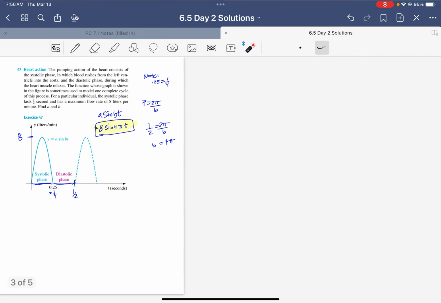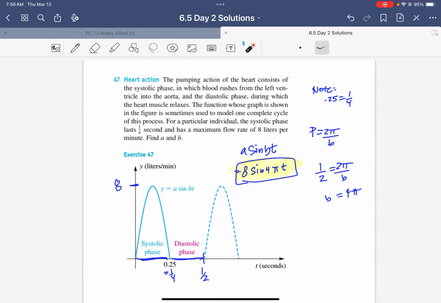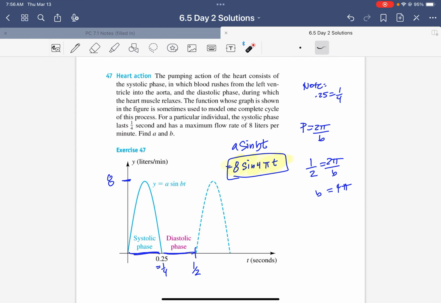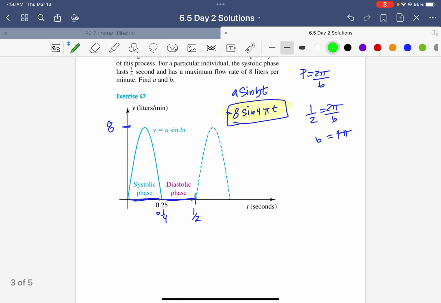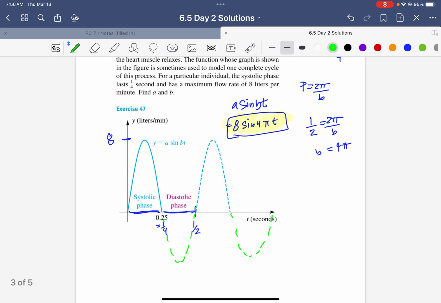And then the next to last question would be this idea of heart action. This is just a sine curve where we've got our systolic phase and then our diastolic phase. We assume that below the graph, we've got some more of this sine graph, the other half of it. So it looks like half of the graph is from here to here. What looks like an entire cycle takes 1/2 a second, right?